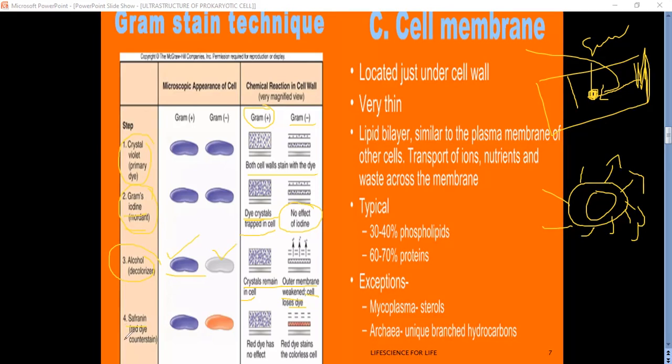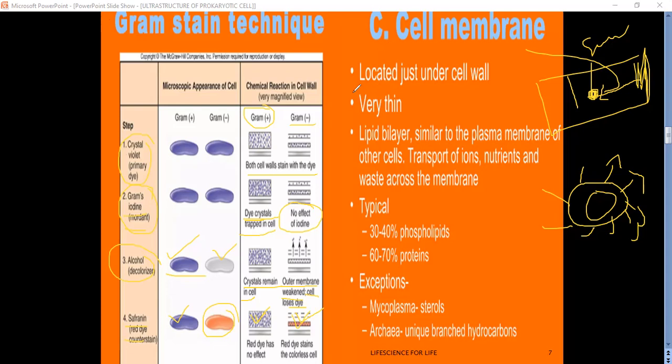And finally, counterstain with safranin. Whatever stain you add will look pink in color. So the red dye is retained by the gram negative bacteria. Since the gram positive bacteria is fixed with the crystal violet color, it doesn't need the safranin, so it looks purple, and gram negative bacteria looks pink. In this way we differentiate gram positive and gram negative bacteria.